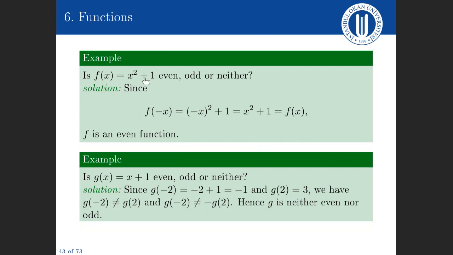Is the function x squared plus 1 even, odd, or neither? It's possible that the function is not even and is not odd. So let's try it out. The way we check it is we start with f of minus x. We go through the calculation and we get f of x. So this one must be even. What about g of x is x plus 1? Even, odd, or neither?